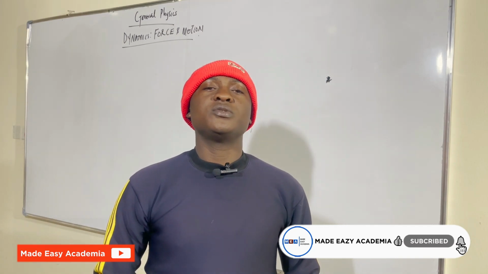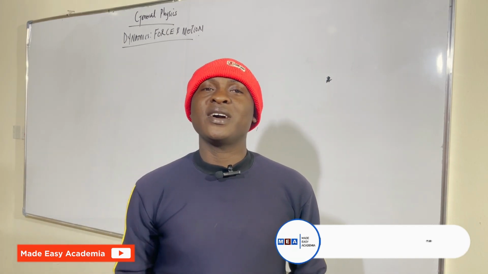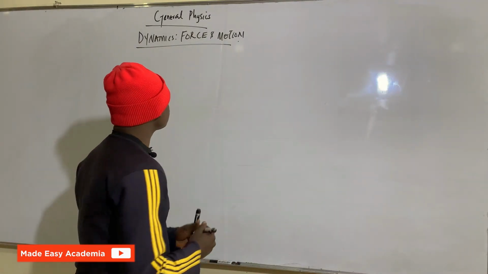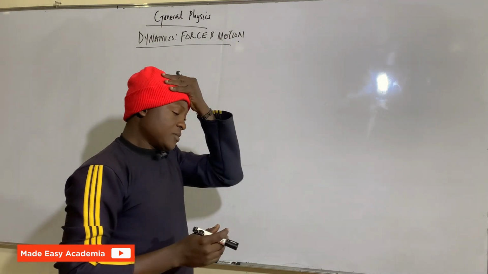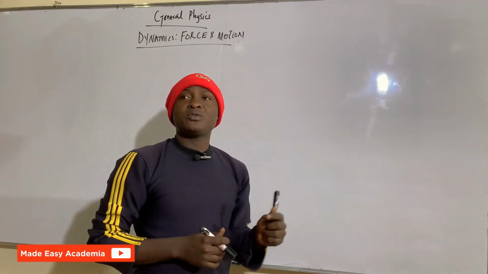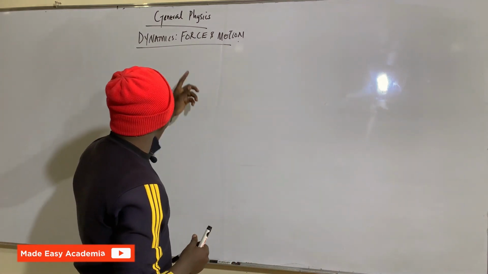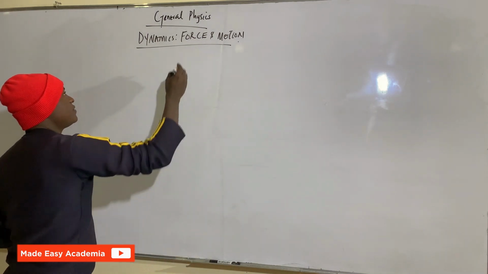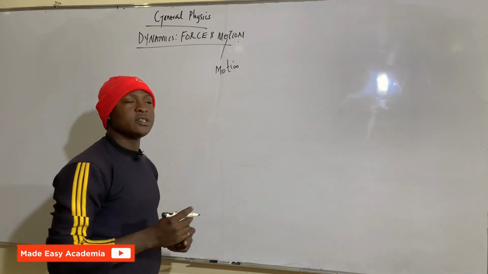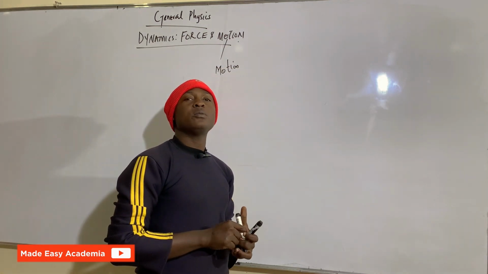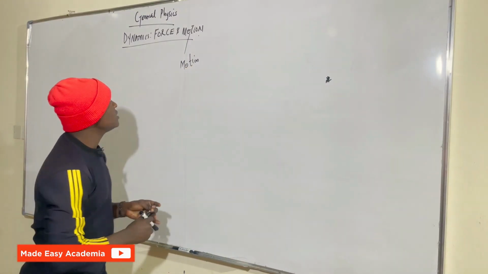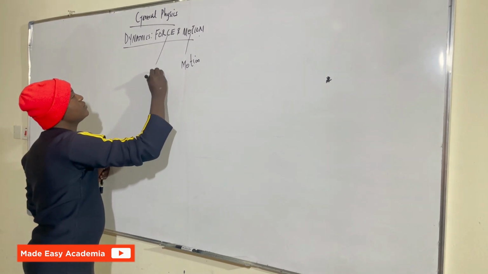So our main discussion today will be based on dynamics, which is force and motion. We need to talk about the main concept of force and motion itself. We have already explained what we mean by motion. We said motion is the changing of position with respect to time. So if an object or a body moves from one point to another with respect to time, that is called motion. Then at the same time we need to talk about force.